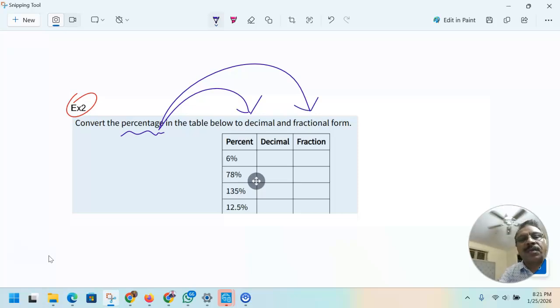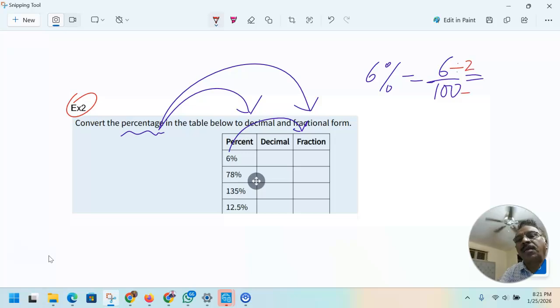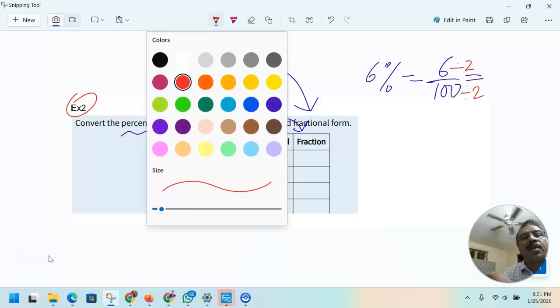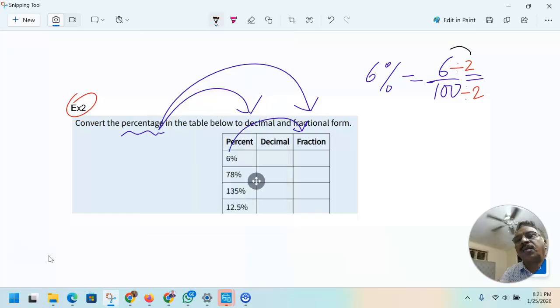Now, the very first example is 6%. I want to convert to maybe the fraction first, which is easy. If I want to write a fraction, this will be 6 divided by 100. That's it, 6 over 100. And if you want to simplify further, you can see that 2 divides 6 and 2 also divides 100. When you divide, 6 divided by 2 is 3 and 100 divided by 2 is 50. So the fraction is 3 over 50, or you can also just keep it as 6 over 100.